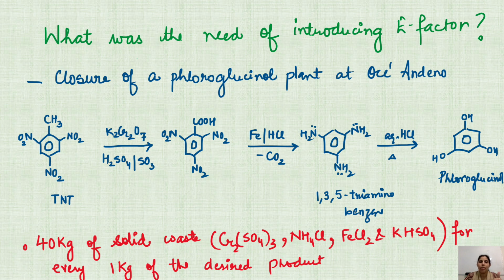That waste comprised chromium sulfate, ammonium chloride, ferrous chloride, and potassium hydrogen sulfate, etc. They were using traditional synthesis steps, like using potassium dichromate and sulfuric acid, which are not environmentally friendly. Similarly, with a metal and hydrochloric acid, carbon dioxide is emitted, which is a greenhouse gas, and then again using hydrochloric acid. So the process inherently was not green, and it was generating a lot of waste. So this plant had to be shut down.